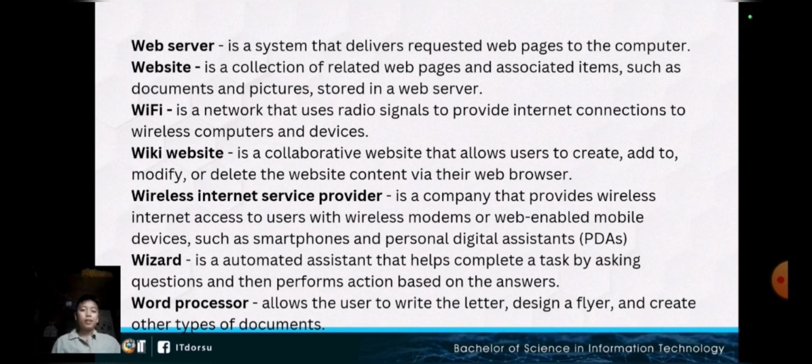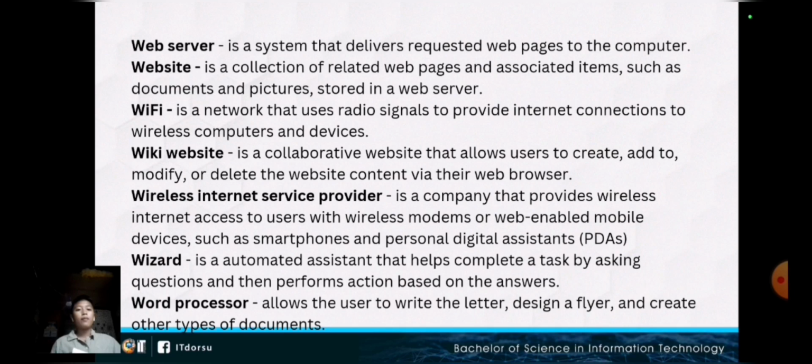So next is the wiki website. It is a collaborative website that allows users to create, add to, modify, or delete the website content via their web browser. So wiki website is used to quickly capture and share ideas by creating simple pages and linking them together. So, ang wiki website, ito yung mga parang website ng mga tao na nag-share sila ng mga ideas sa isang bagay. So, pinagtitipon-tipon nito hanggang sa maging isa siyang whole informations. So, lahat ng mga nalalaman nila, pwede nilang ilagay doon, pwede nilang i-add doon sa informations na yun. Halimbawa nito is yung mga nakikita natin sa internet na Wikipedia. Yan yung tinatawag na wiki website.